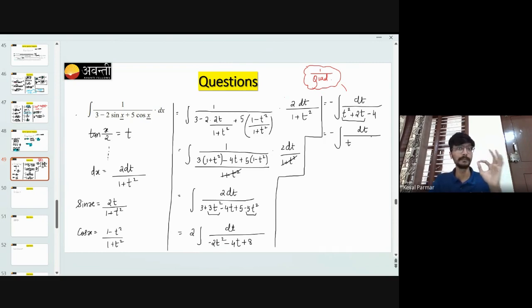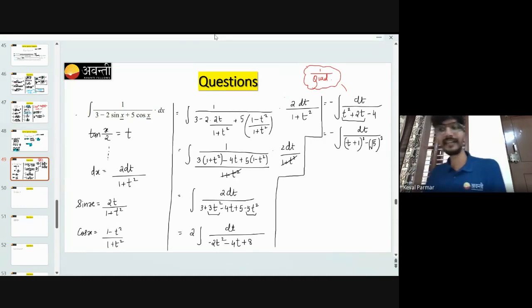Please stay with me here. I am skipping one step. I'll add 1 and I'll subtract 1. If I add 1, I will get t square plus 2t plus 1, which is t plus 1 the whole square. And minus 4 minus 1, the subtracted one, will be minus 5, which I can write as root 5 square. Simple.